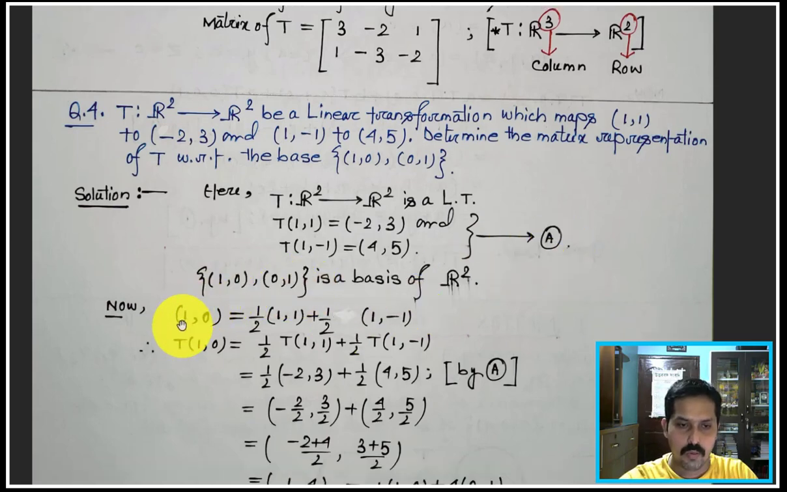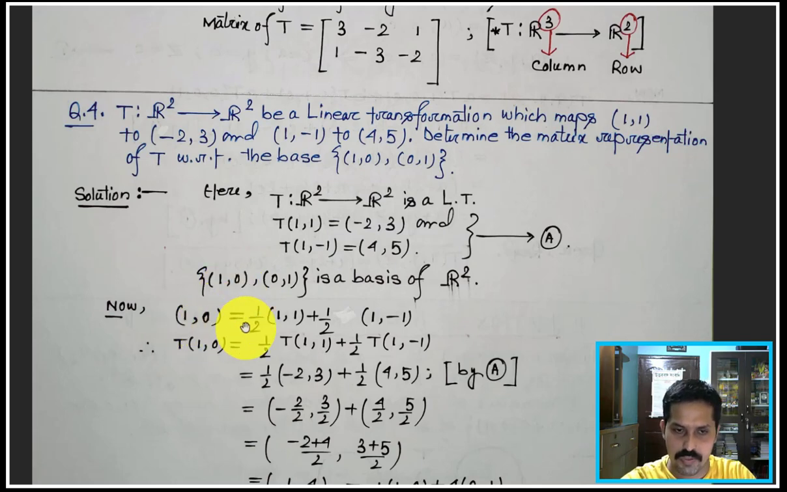Now we have to express (1,0) and (0,1) as linear combinations of these two elements, because we don't know the linear transformation value of (1,0) and (0,1) separately. We just know the transformed values of these two elements. We don't know the transformed value of these, so we have to find it.